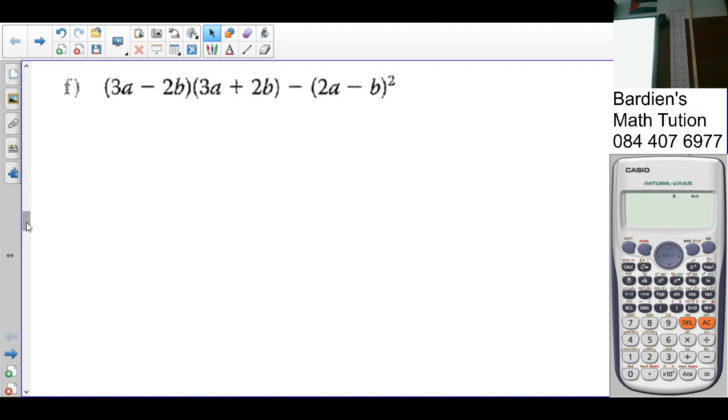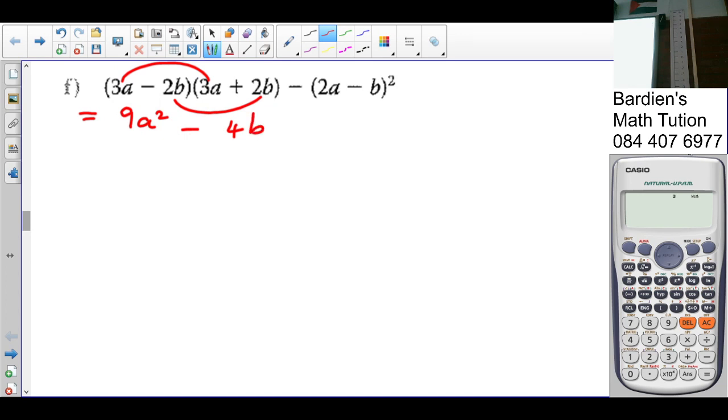Okay. Can I apply any rule there? Yes, the conjugate pair. I can multiply the first and the last. So 3a times 3a, 9a squared. Negative 2b times positive 2b, negative 4b squared.